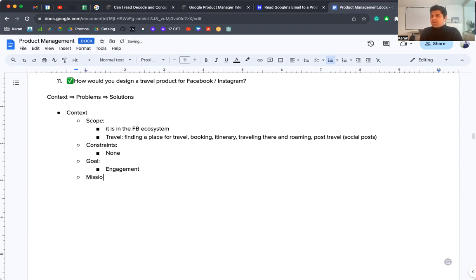Mission. I think Meta's mission is to connect people together and provide a proper social media platform for bringing everyone together. So I think a travel product engaging people together definitely ties along well with the mission. So no issues there when it comes to designing the product.